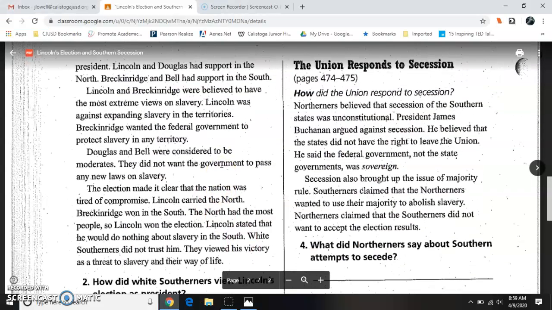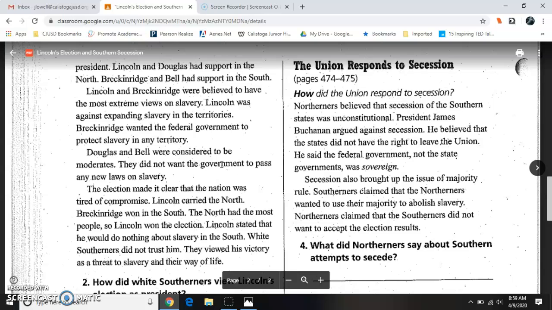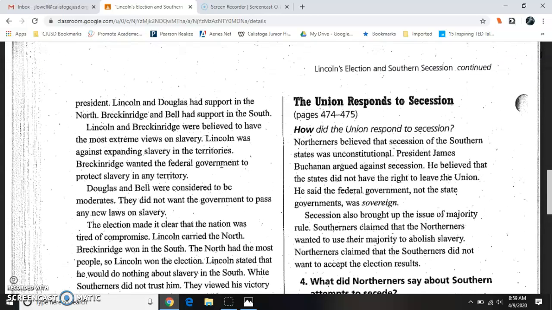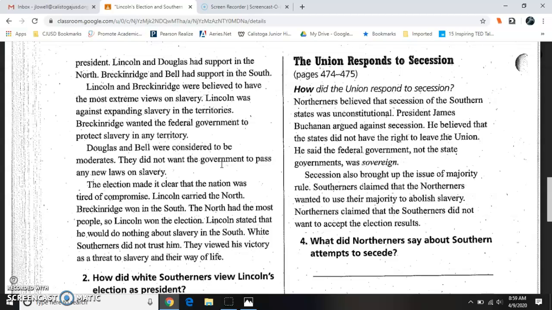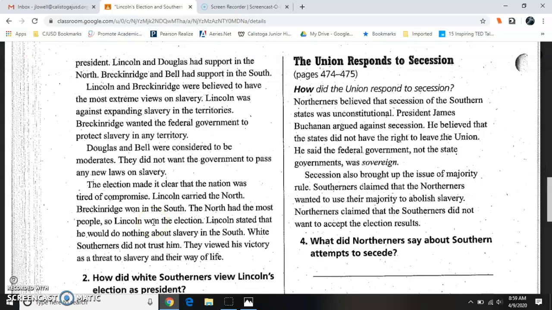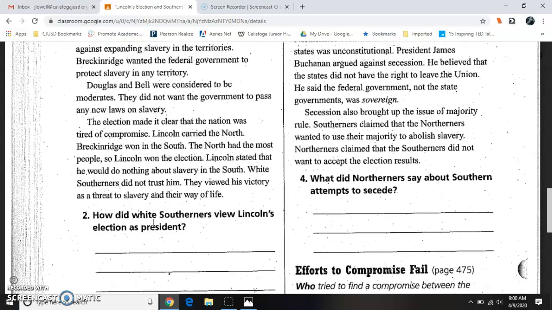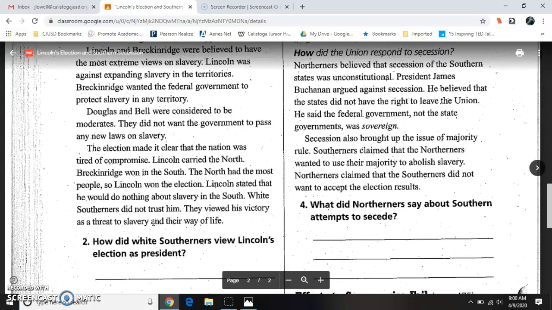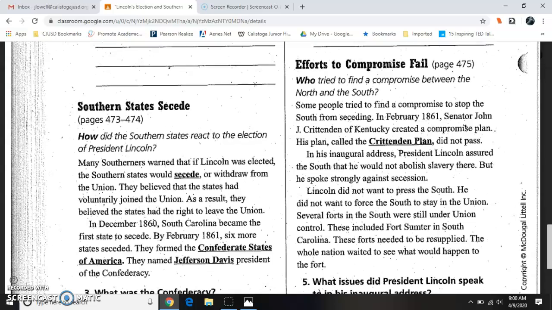The Republican Party is an anti-slavery party, and Southerners were very scared about his election. They believed that he was going to abolish slavery in the South, and so they distrusted him. It tells us here that Lincoln made it very clear during his election that he had no intention of ending slavery in the South. But regardless, the Southern states did not trust him.